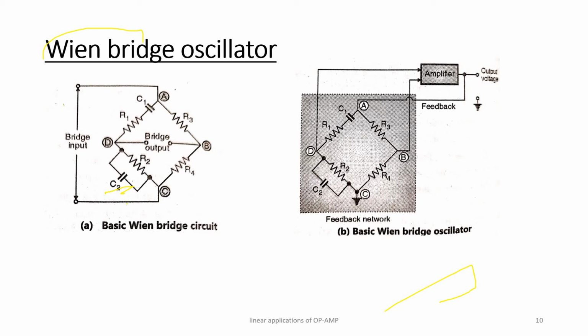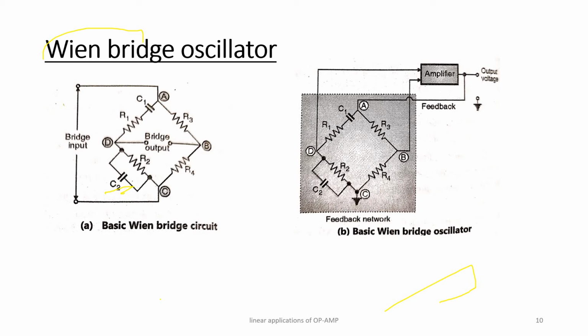In the RC phase shift oscillator, we use an inverting amplifier, but in this case we use a non-inverting amplifier. Therefore, the feedback network also does not introduce any phase shift. It has to introduce adequate attenuation only. The feedback network used for this type of oscillator is called a Wien bridge. Figure A is called a basic Wien bridge circuit. Therefore, the name Wien bridge oscillator.